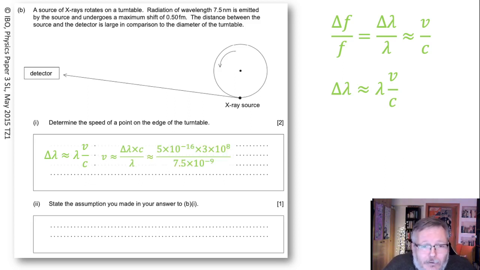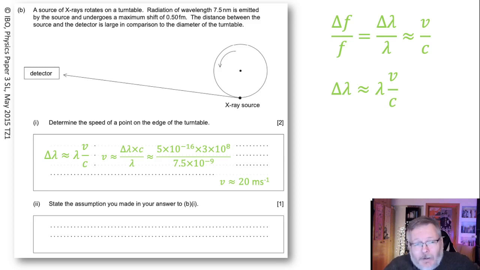We can plug those numbers in using the appropriate standard form. So femtometers is 10 to the minus 15 multiplied by the speed of light divided by 7.5 nanometers, which is 10 to the minus 9, will give us a value, the speed of about 20 meters per second. So 20 meters per second will give you a wavelength shift of half a femtometer.